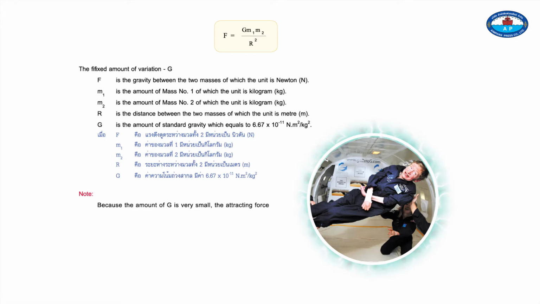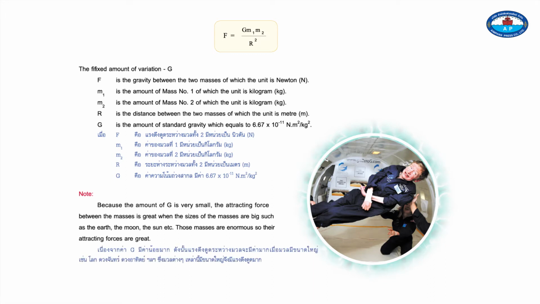Note: because the amount of G is very small, the attracting force between the masses is great only when the sizes of the masses are big, such as the Earth, the Moon, the Sun, etc. Those masses are enormous, so their attracting forces are great.